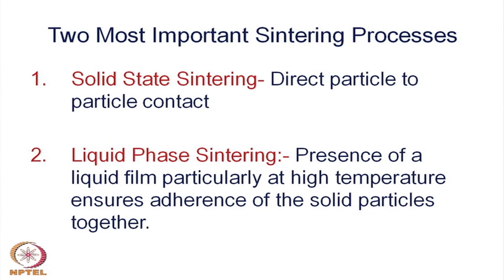Now, two most important sintering processes normally we look at from these points of view. First is the solid state sintering, that means the direct particle to particle contact. There is no intervening other phase, except of course there is a vapor phase all the time present. Whenever there is a pore, there will be some vapor phase or gaseous phase there, either air or something else.